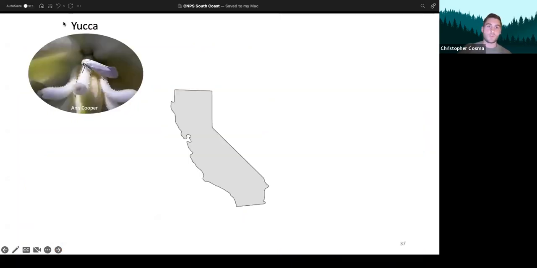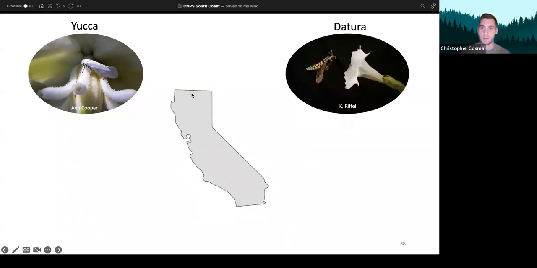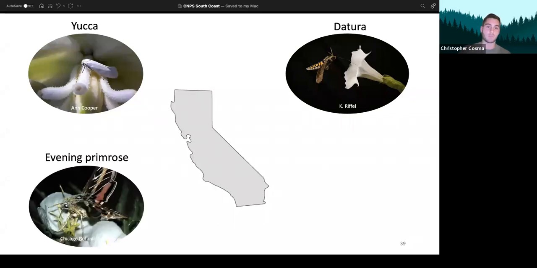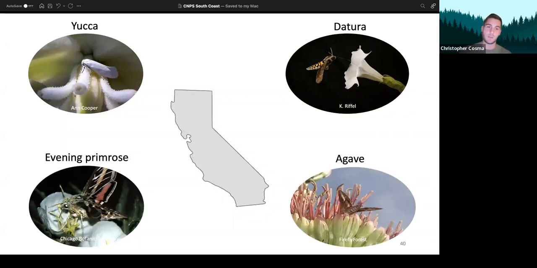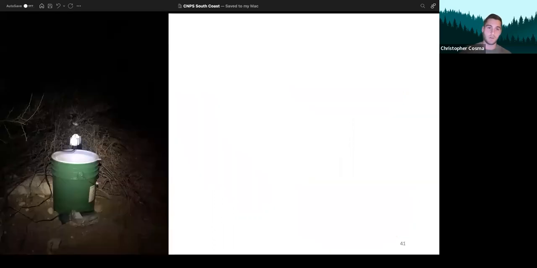Alrighty, so they're important for agriculture, but there's also a long history of studies focused on moth pollination, particularly from this part of the world. So in California, we know we have the really famous yucca moth relationship. And we also have hawk moth pollination of species like Datura and evening primrose and agave. So right here in California, we know that moths are really important pollinators of our native plants as well.